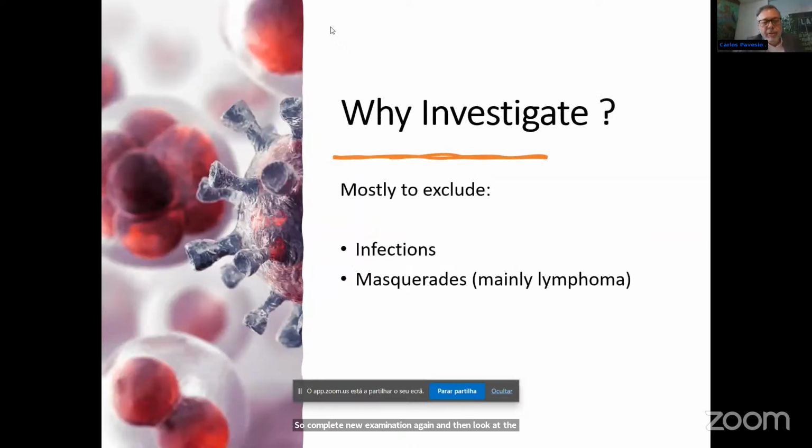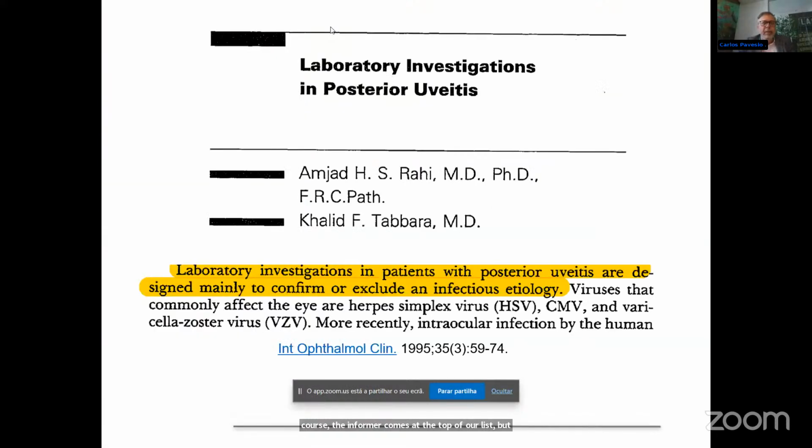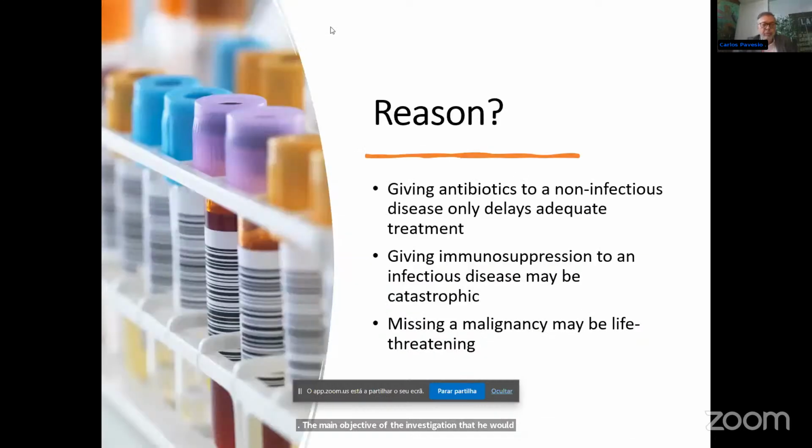So why do we normally investigate? I think we investigate mainly because we want to make sure we are not missing an infectious disease, or because there might be a masquerade. In our case, lymphoma comes at the top of our list, but there are other forms of masquerades that also need to be excluded. This is not new. Look at this 1995 paper from our friend Khalid Tabara. He already spoke about excluding infections as the main objective of laboratory investigations in posterior uveitis.